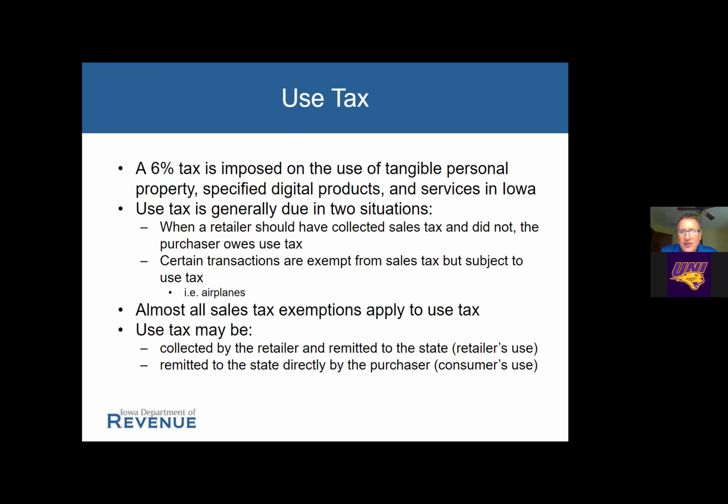Almost all sales tax exemptions apply to use tax transactions as well, so there's not a great deal of difference between the two. Use tax can be collected by a retailer and remitted to the department. That is retailer's use tax. And if you remember, I talked about this a little bit earlier toward the beginning. I said a retailer's use tax permit can be used by a business outside the state of Iowa that does not have physical nexus, and they also do not meet the requirements of economic nexus. But if they want to register and collect our tax, retailer's use tax is what they would do.